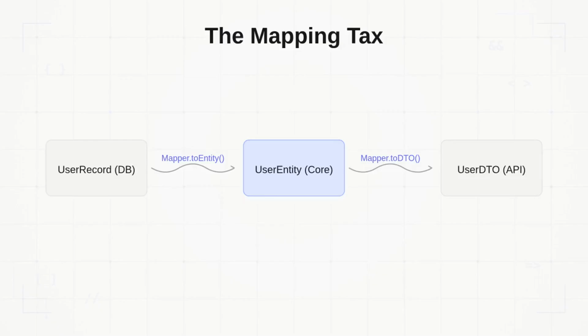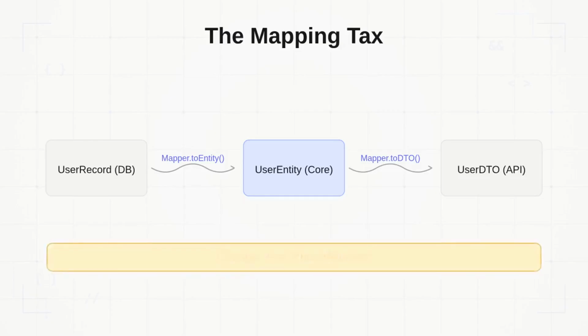This boilerplate doesn't just take time to write. It's a maintenance nightmare. If you add a phone number field, you now have to update 4 files and 3 mappers. We've optimized for a hypothetical database swap at the expense of every single day-to-day feature update.